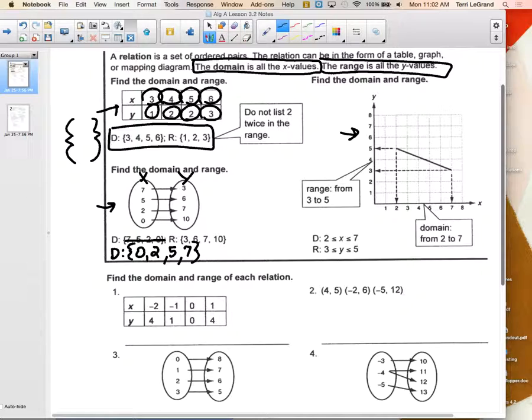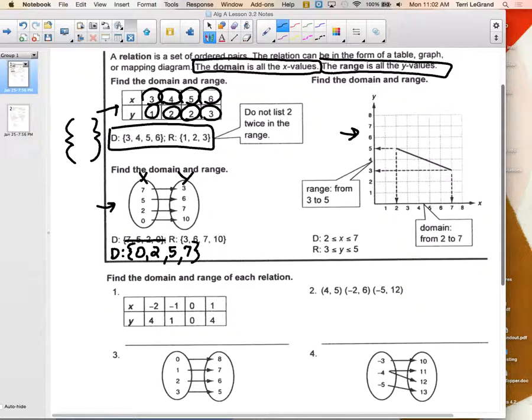Okay, so it's still the same domain, still has the same members, but we want them just in a different order. How about the range? Do we need to change the range? Is it in numerical order from least to greatest? Yeah, it is, so we're going to leave the range as it already is.